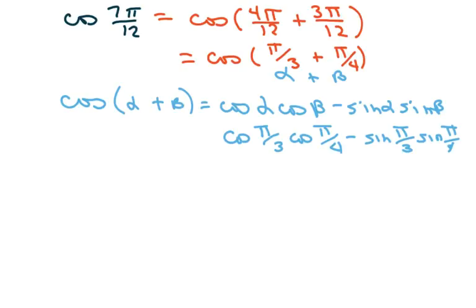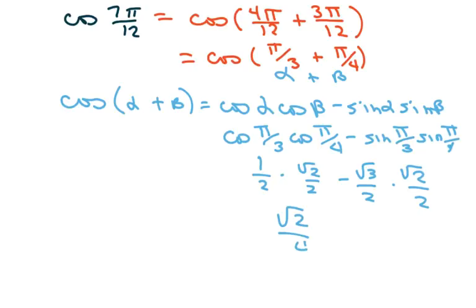And this yields 1/2 times the square root of 2 over 2 minus square root of 3 over 2 times the square root of 2 over 2. So you're going to get square root of 2 over 4 minus square root of 6 over 4. Again, I'm going to bring out that 1/4. That's going to be square root of 2 minus square root of 6.